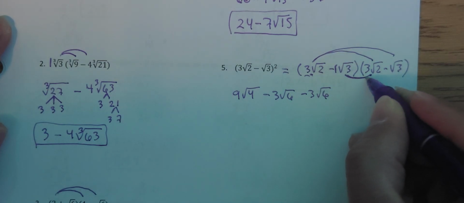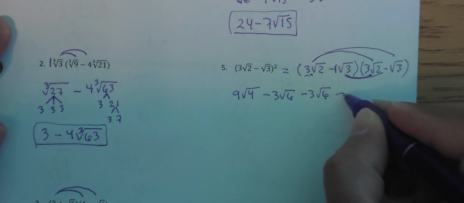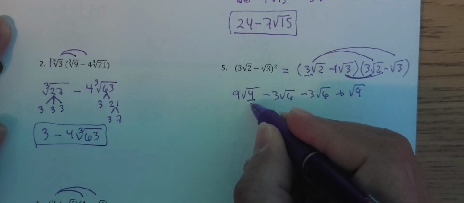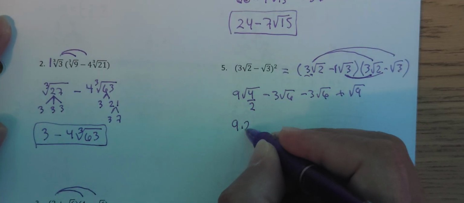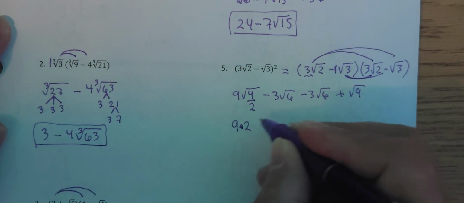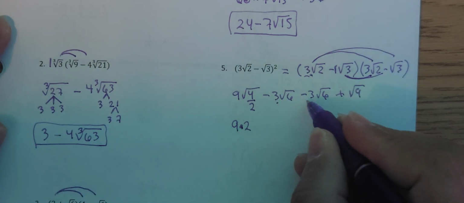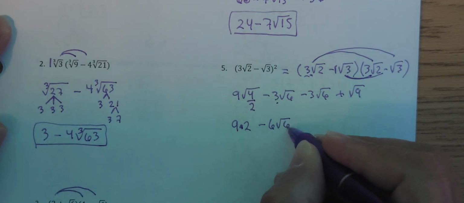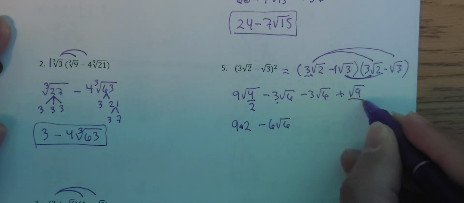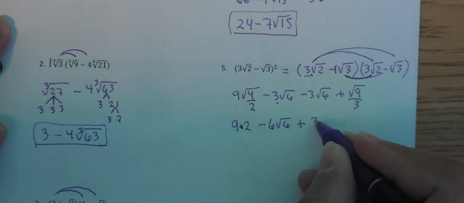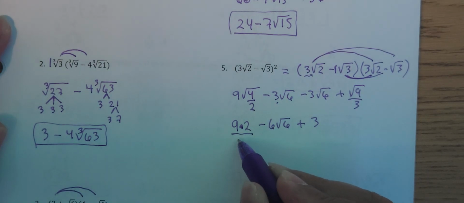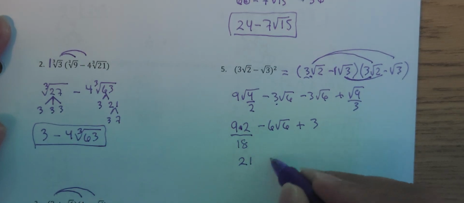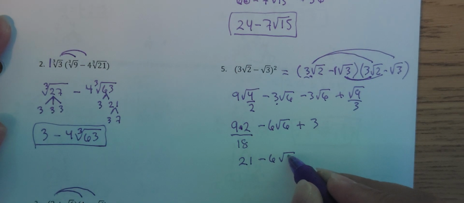And then next we have negative times negative is positive, and 3 times 3 is 9, so this is square root of 9. Now this one, as we said before, square root of 4 is 2, so then this becomes 9 times 2. And then this is negative square root of 6 minus 3 square root of 6. Just combine them together because they're like terms. So negative 6 square root of 6. And this becomes 3, right? So then plus 3. But we know 9 times 2 is 18. And when we combine 18 and 3, that becomes 21. So 21 minus 6 square root of 6.